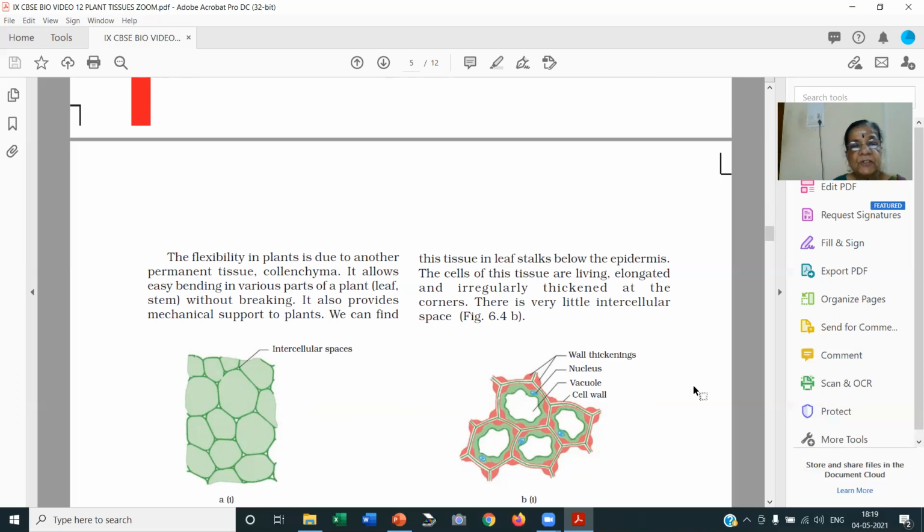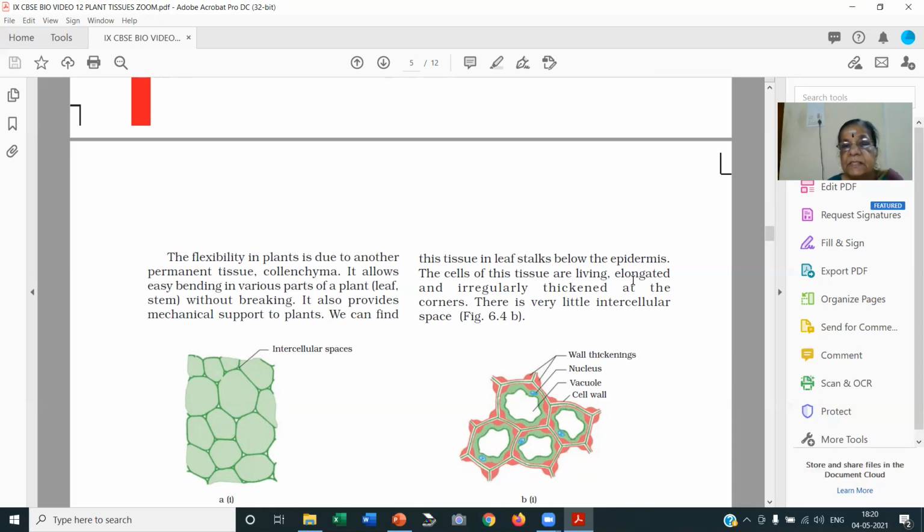It allows easy bending in various parts of a plant, that is leaf and stem, without breaking. It also supports the plants. It provides mechanical support to plants. We can find this tissue in the leaf stalk below the epidermis. The cells of this tissue are living, elongated, and irregularly thickened at the corners.